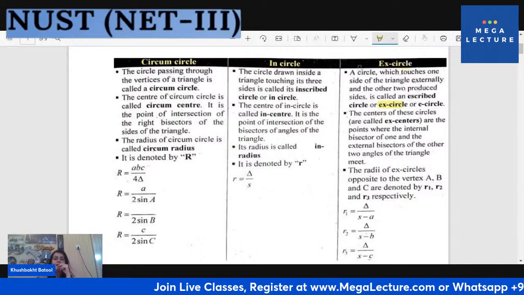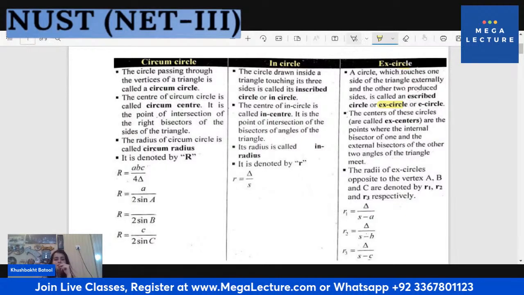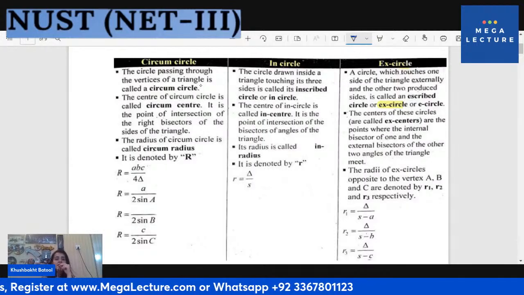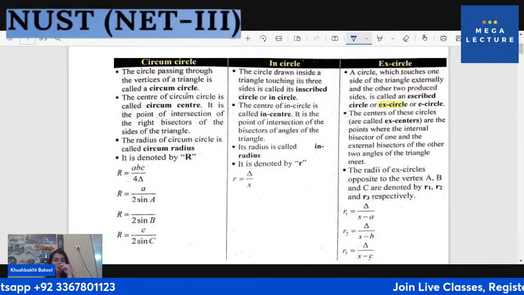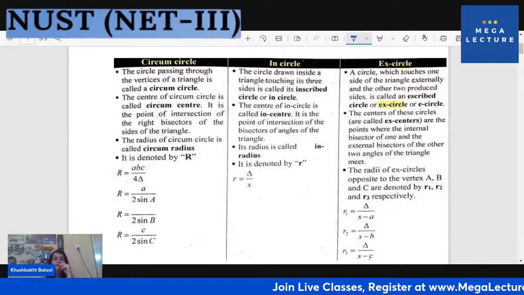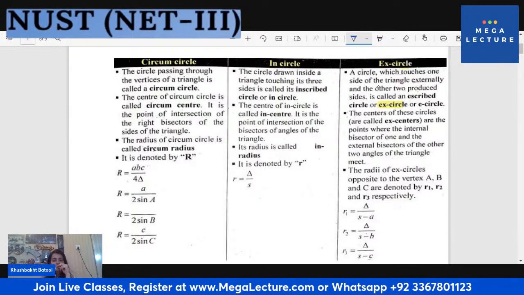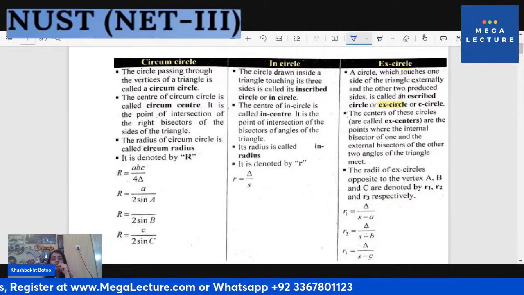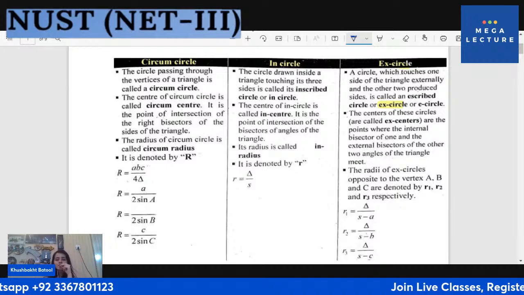So we have three types of circles. The first one is the circumcircle: the circle passing through the vertices of a triangle. Then the incircle is basically inside the triangle, and the excircle is the circle which touches one side of the triangle externally and the other two produced sides. Now I am going to shift to another PDF so we are able to understand this concept properly.